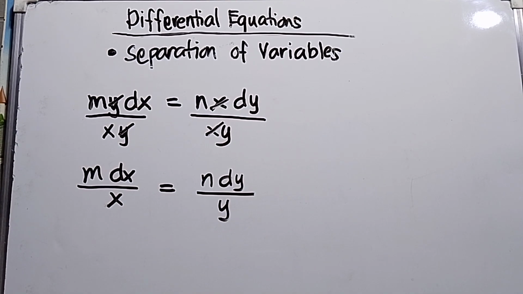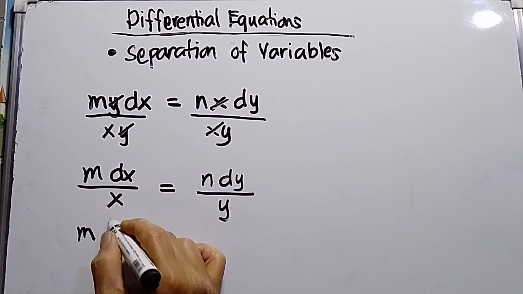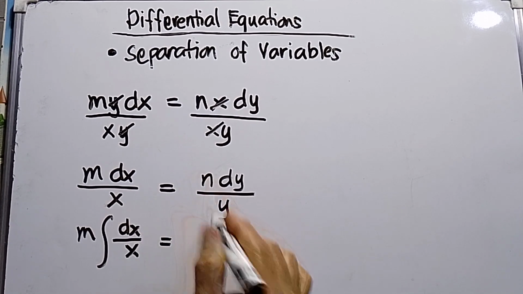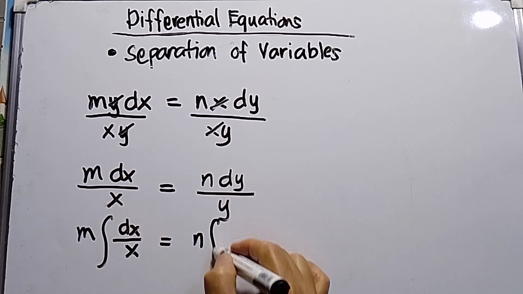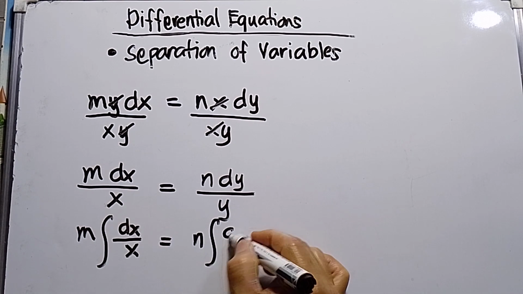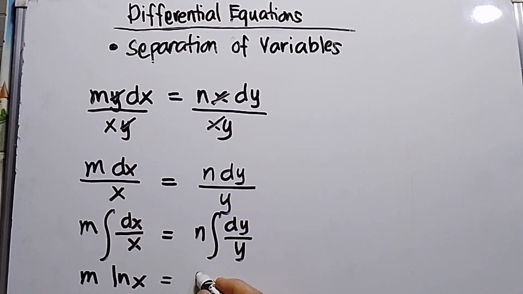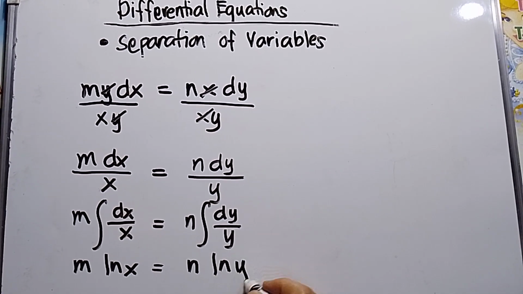So integrating both sides, take note m and n are constants. So this will be m integral of dx over x is equal to, n will be outside of the integration, n integral of dy over y. So integrating both sides, this will be m ln x is equal to n ln y plus c.